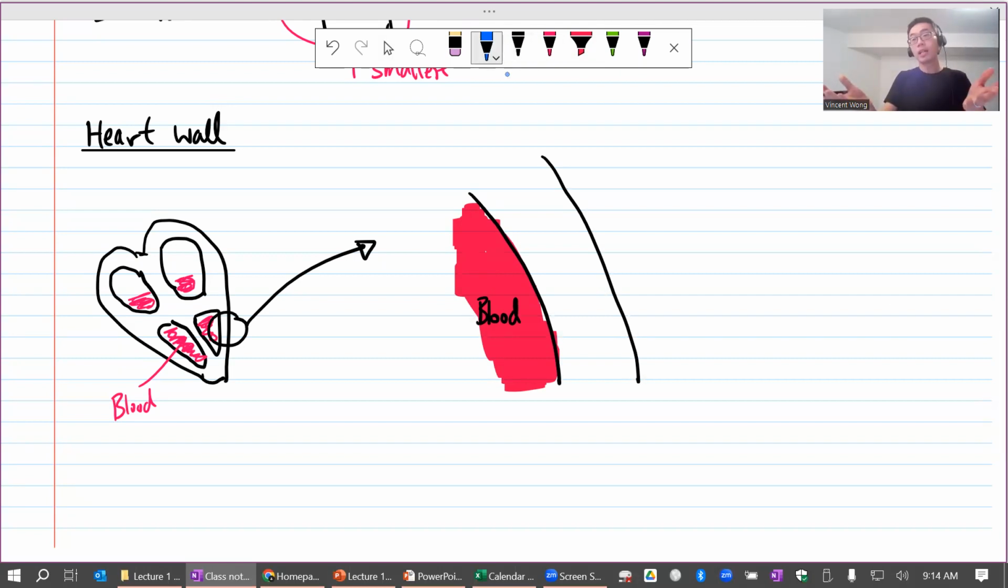And you need a lot of colors in this course. We're going to be using a lot of colors. I recommend markers more than crayons, because with markers you can color over each other. So over here, we have a layer in the heart wall that is in direct contact with the blood. That is the innermost layer of the heart wall. We call that the endocardium.